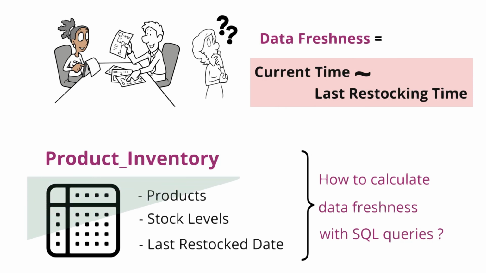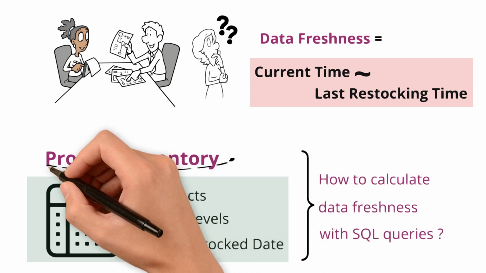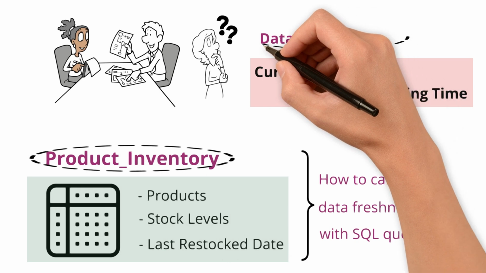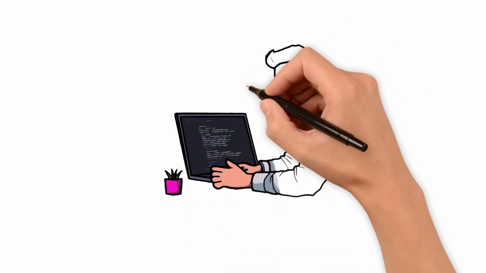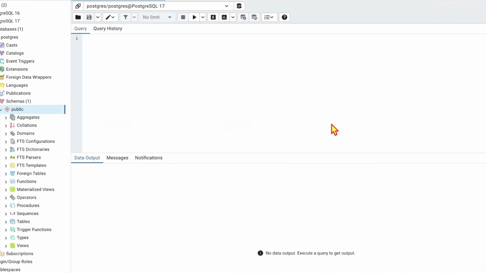Alright, now we know the dataset name on which we want to calculate the data freshness, that is the product inventory table, and the definition of data freshness. So it's time to open the database to create the table product inventory. Let's get started. I'm using Postgres to demonstrate this concept. You can use any other database. Let's create the product inventory table with the create table syntax. It's simple, right? Only three columns: product name, stock quantity, last restocked.